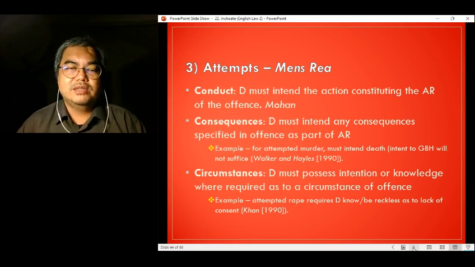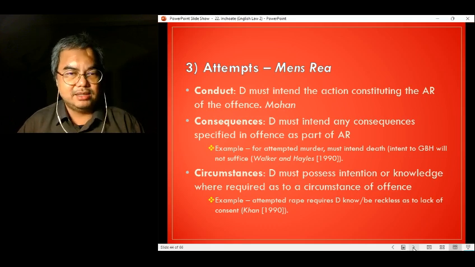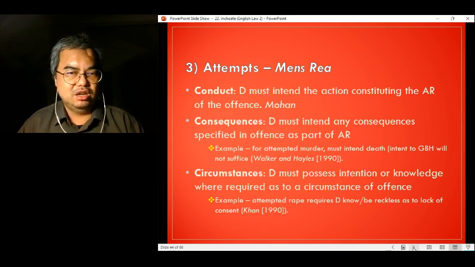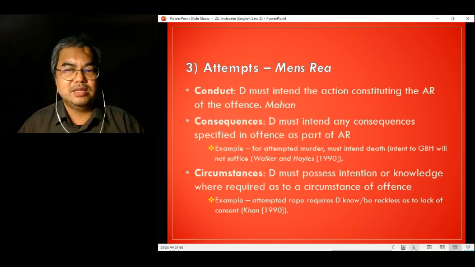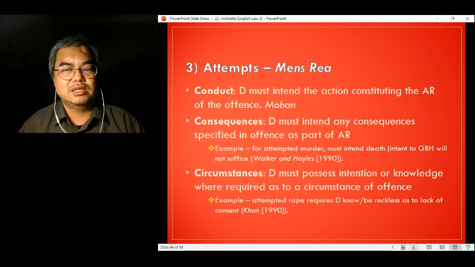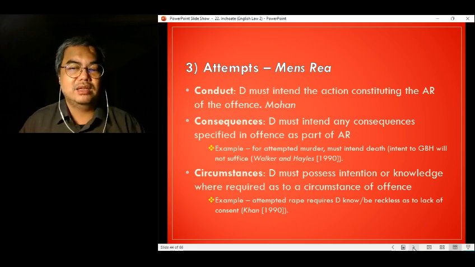Now, if there was an offense which has circumstances in it, it must be shown that the defendant possessed the intention or knowledge which was required as to the circumstance of the offense. An example would be attempted rape. Bear in mind that this is attempted rape under the old law, 1990, where the defendant must know or be reckless as to the lack of consent. He must know or be reckless as to the circumstances of the case.